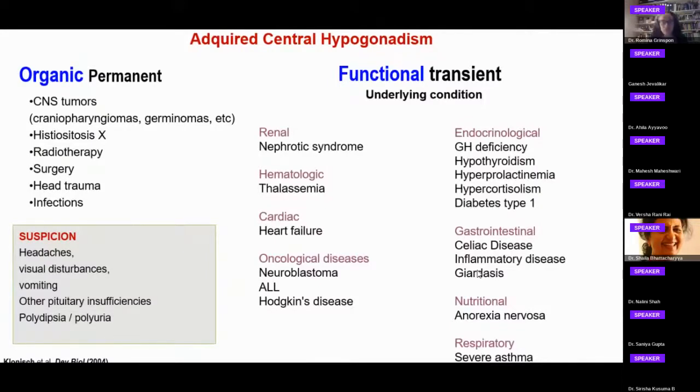In the transient, functional forms, there are a lot of cases. It's a hypogonadism that results in response to another disease. If this other disease resolves, the hypogonadism also reverts. The classical example of a functional hypogonadism is anorexia nervosa. But we have to know also that there are some functional central hypogonadisms of endocrinological cause, for example, in a patient with hyperprolactinemia or in a patient with severe hypothyroidism.